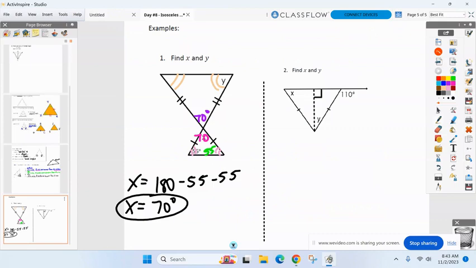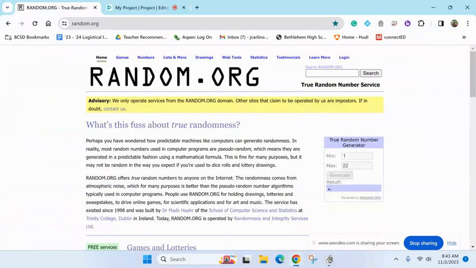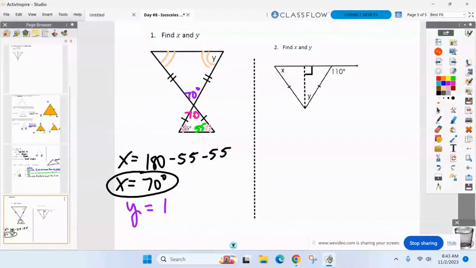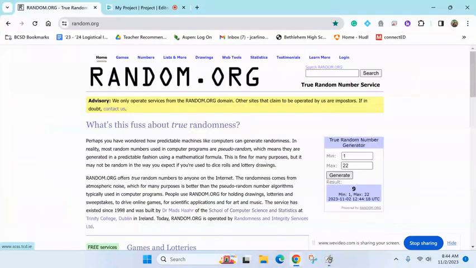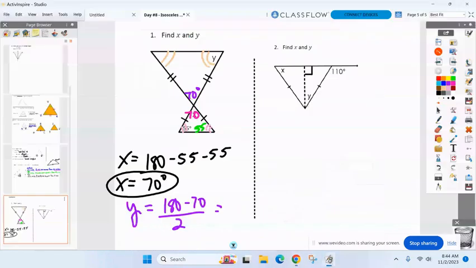Explain to me. I know at least that angle is 70. The other two are congruent. How am I going to find angle Y? Brendan, how can I find Y now? Take 180. Yep. Subtract 70, and divide by 2. You got it. And angle Y ends up being, when you're ready, Vinny? 55 degrees. Good.